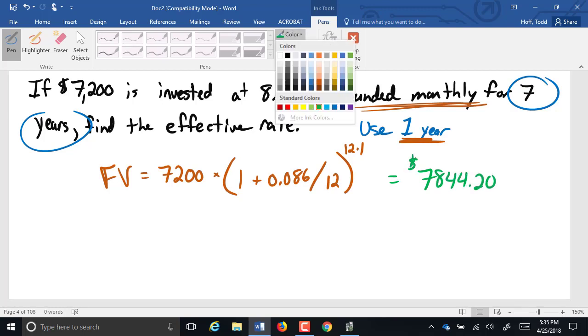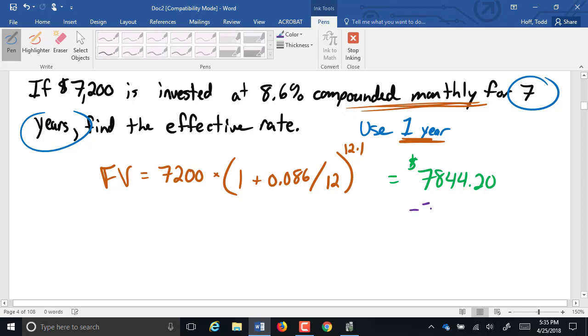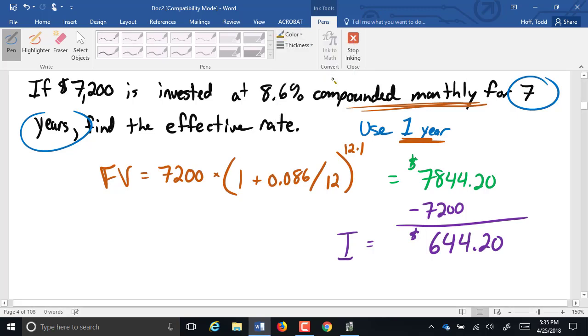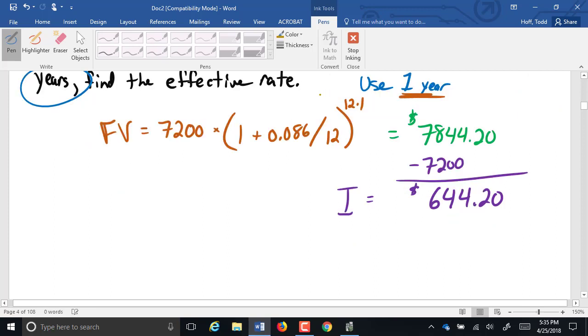That's our ending balance. So our next step is to figure out how much of that is interest. So we're going to subtract the 7,200 principal. So there's $644.20 in interest. So now we are going to do I equals PRT. The interest is the $644.20. Our principal is that 7,200 that we started with. Our rate is what we're looking for. Our time is just 1 year, so just 1.